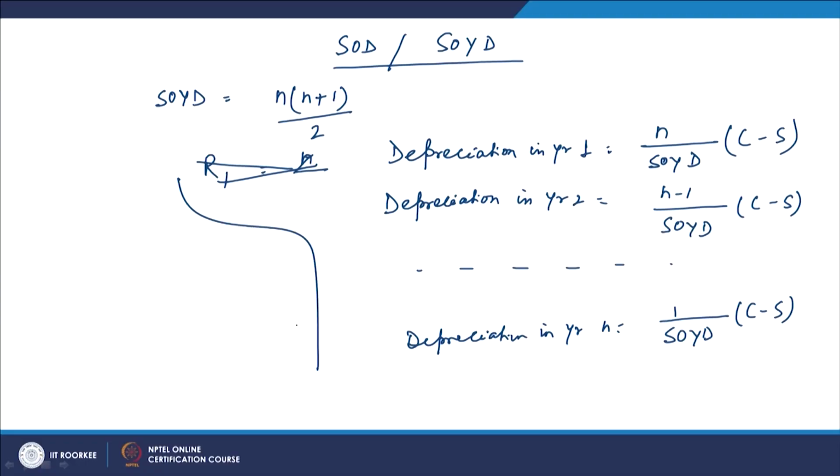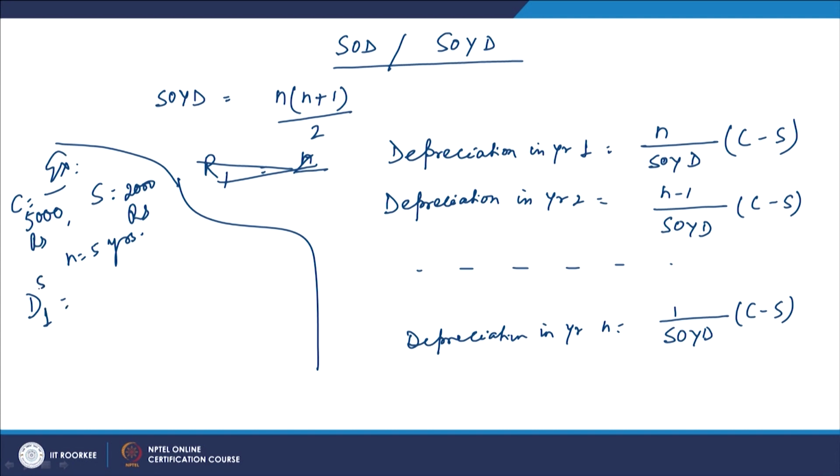We can take a very simple example. Suppose the first cost of the asset C is 5,000 rupees, S is 2,000 rupees, and N is 5 years. First of all we calculate SOYD, which will be 5 into 6 by 2, so this will be 15. Now, in the first year it will be 5 by 15 into C minus S, that is 5000 minus 2000, which is 3000. So 3000 into 5 is 15,000 by 15, and it will be 1000.